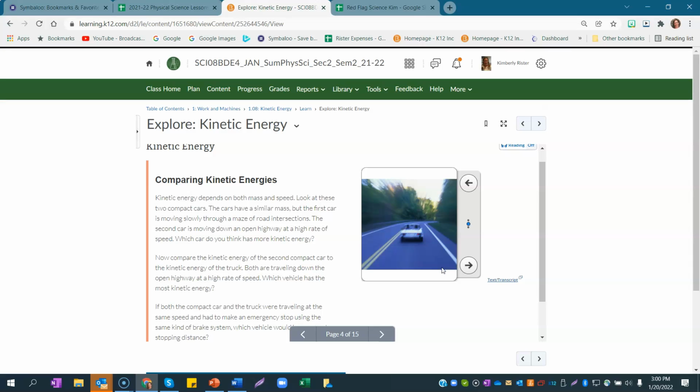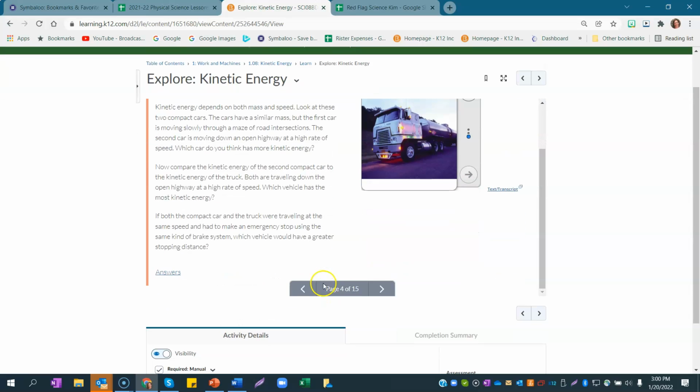So now compare the kinetic energy of the second compact car to the kinetic energy of the truck. Okay, remember mass is a factor as well. So both are traveling down an open highway at a high rate of speed. Which vehicle has the most kinetic energy? If both the compact car and the truck were traveling at the same speed and had to make an emergency stop using the same kind of brake system, which vehicle would have a greater stopping distance? Obviously it would take this big truck longer to stop. It would have a greater stopping distance because it has more mass.